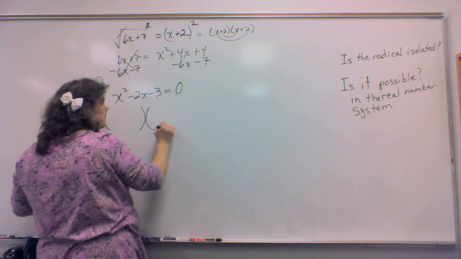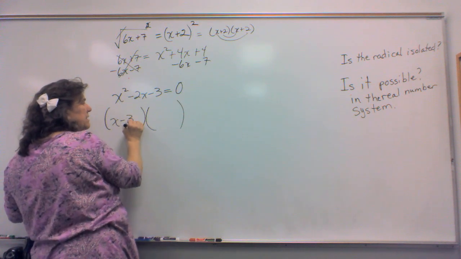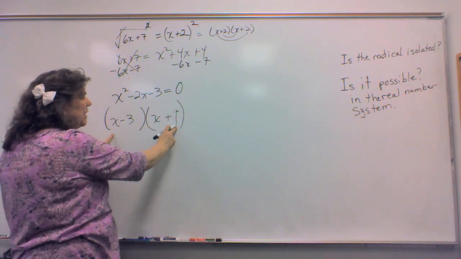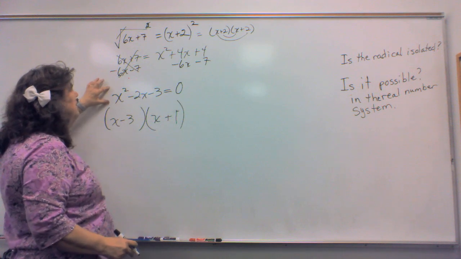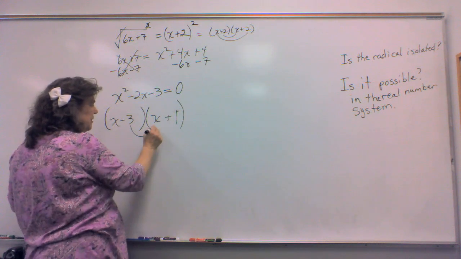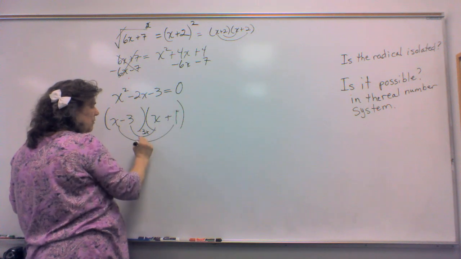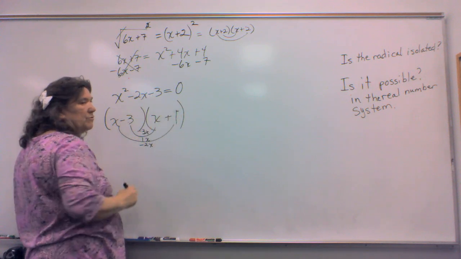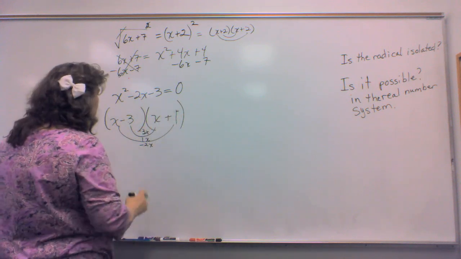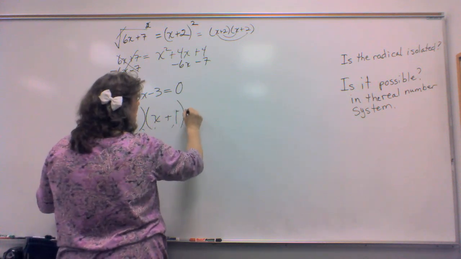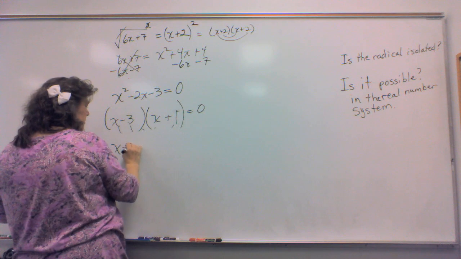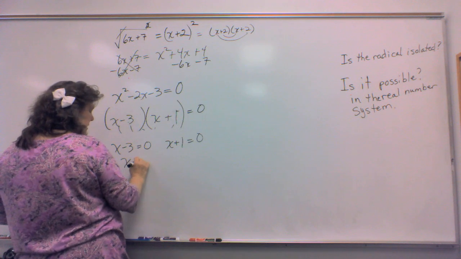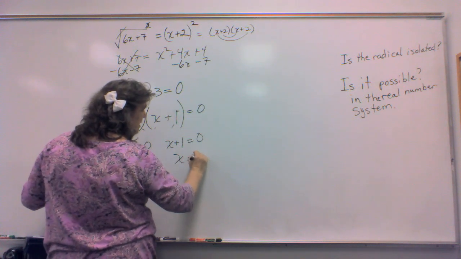Now we can factor this. X minus 3 times x plus 1. Negative 3x plus 1x gives you negative 2x, so we have it factored correctly. See, here's your negative 3x, your 1x, add these together, negative 2x, which gives you this, negative 3 times 1 is negative 3. So we've got it factored correctly. Now, this whole thing is equal to 0. Therefore, x minus 3 equals 0, and x plus 1 equals 0. So x is going to equal 3, and x is equal to a negative 1.